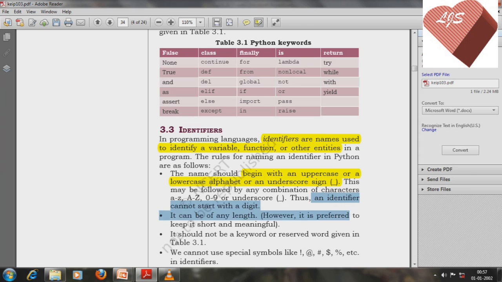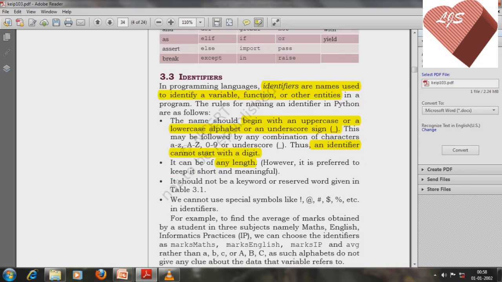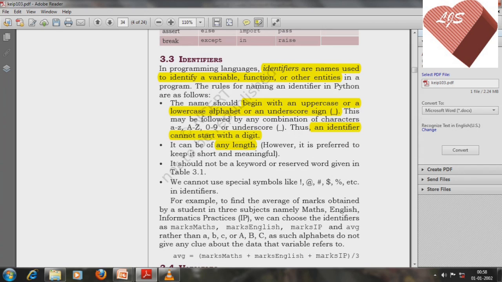So remember that the names should begin with only uppercase, lowercase, or underscore sign, and it cannot start with a digit such as 0 or 9, but it should be a combination of characters A to Z followed by numbers or underscore, and it can be of any length. And it should not be a keyword or reserved word as shown in table 3.1 here.